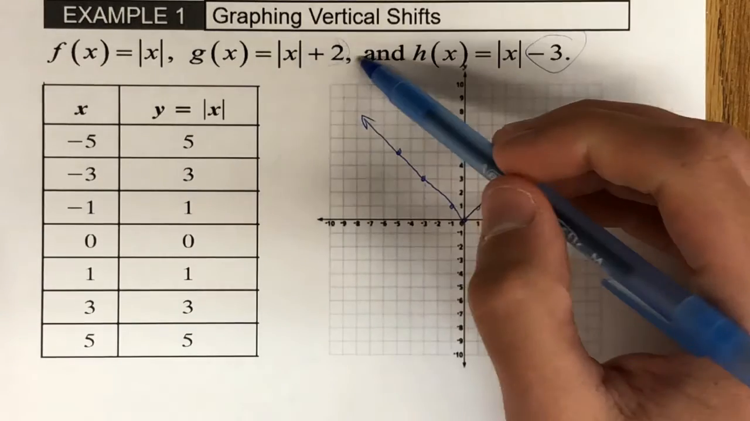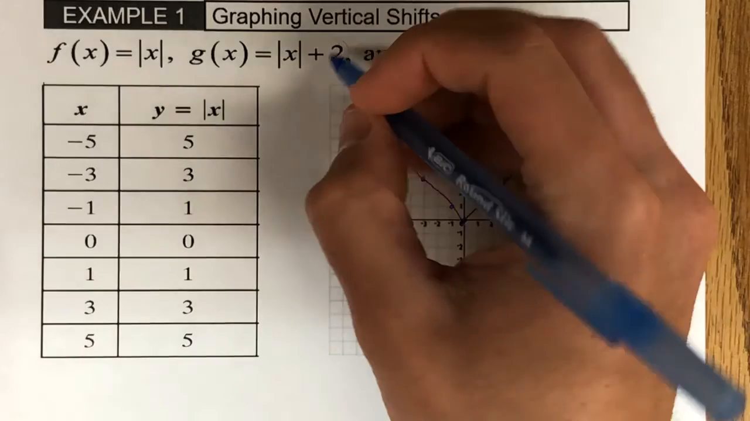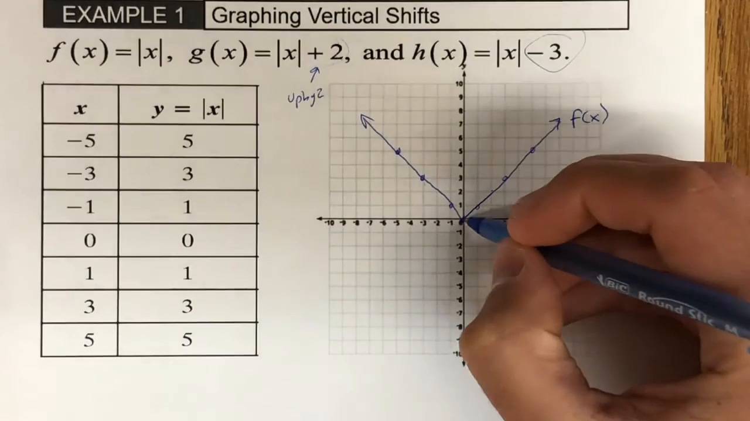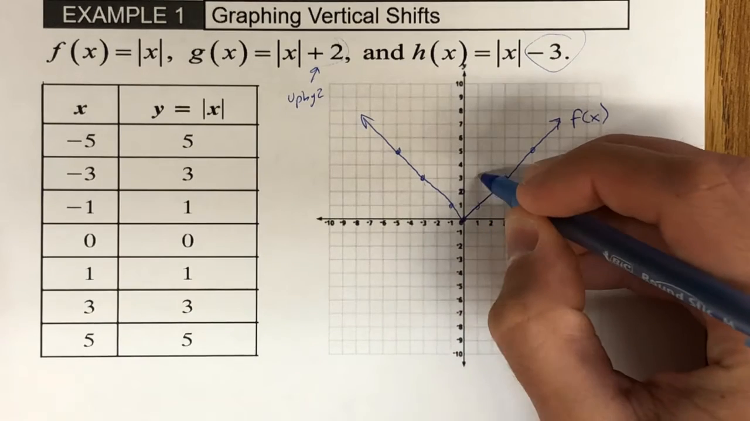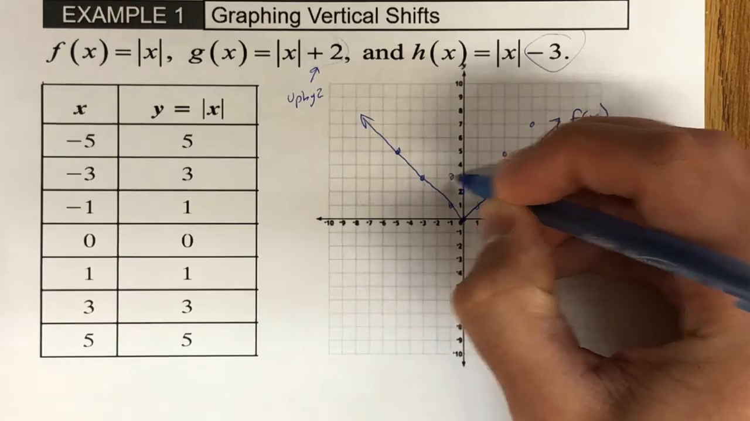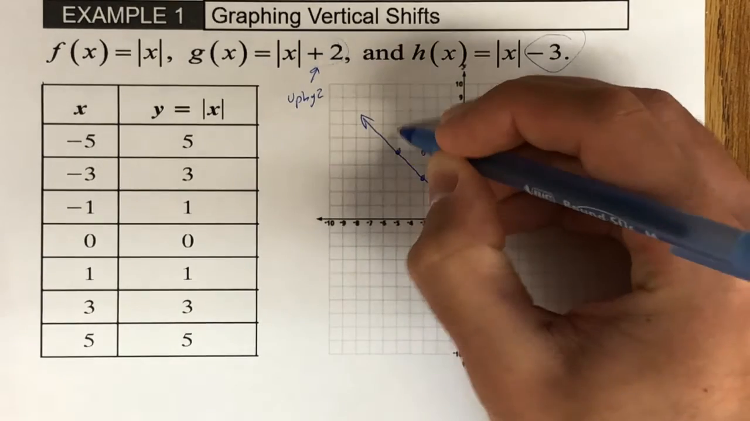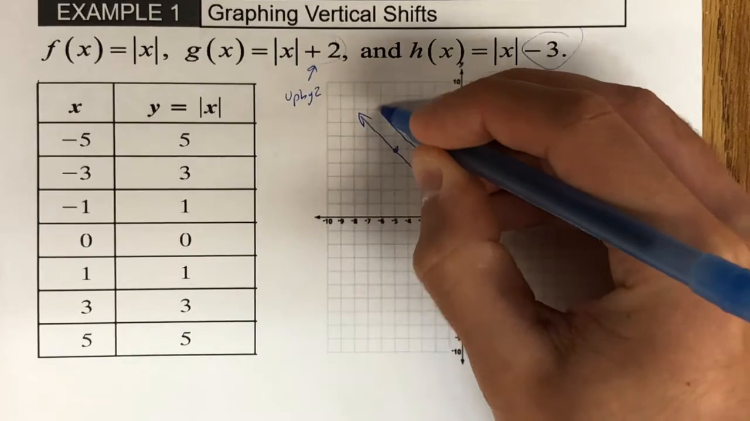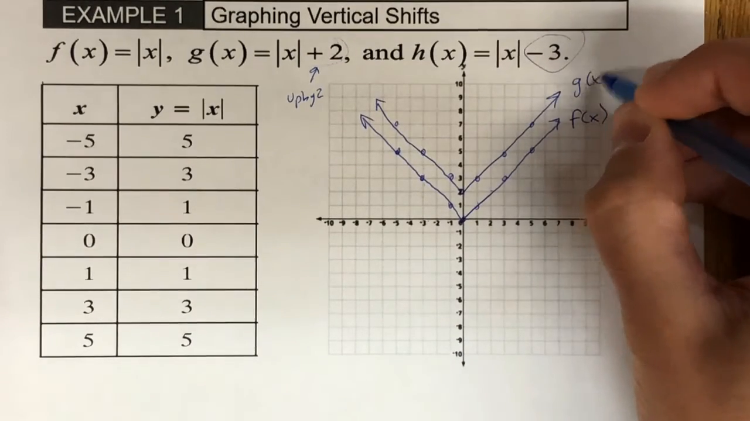So if it's a vertical shift, if we're adding 2 to the outside, this means we are shifting up by 2. So every single point here would shift up by 2. So I'm just taking all these points from the parent function and shifting them up by 2. And that'll give me g of x.